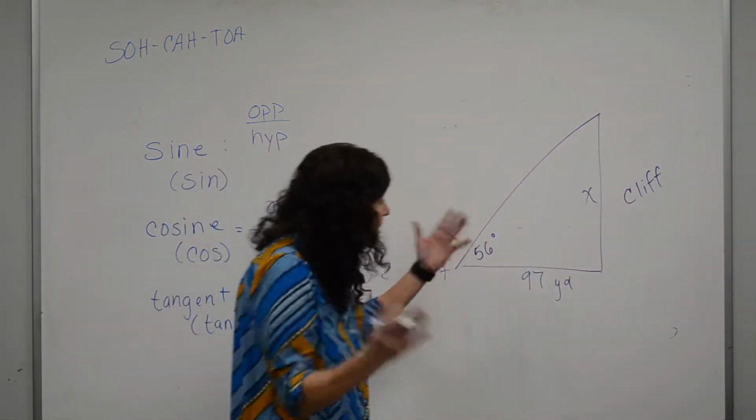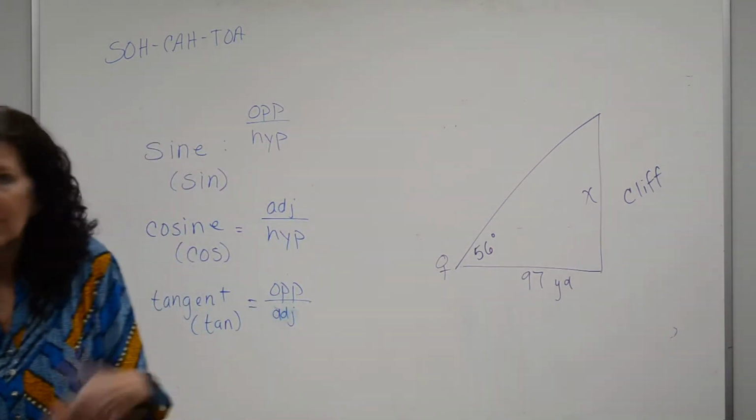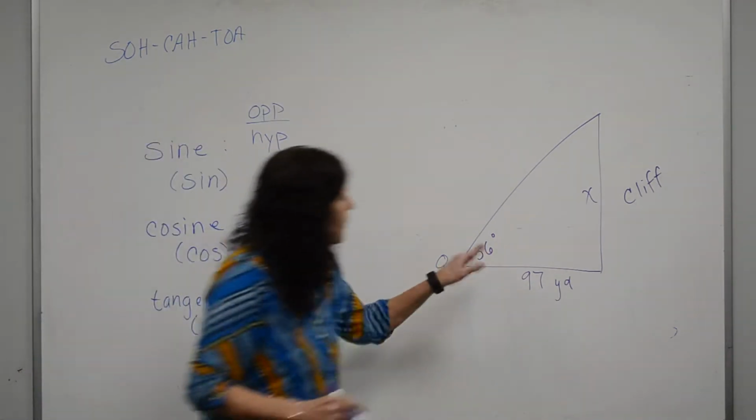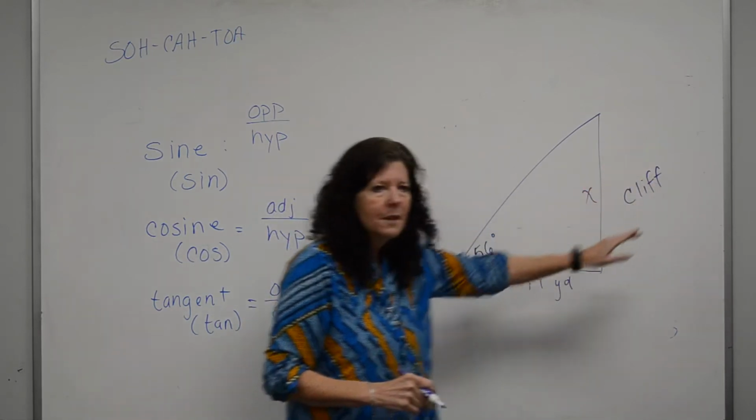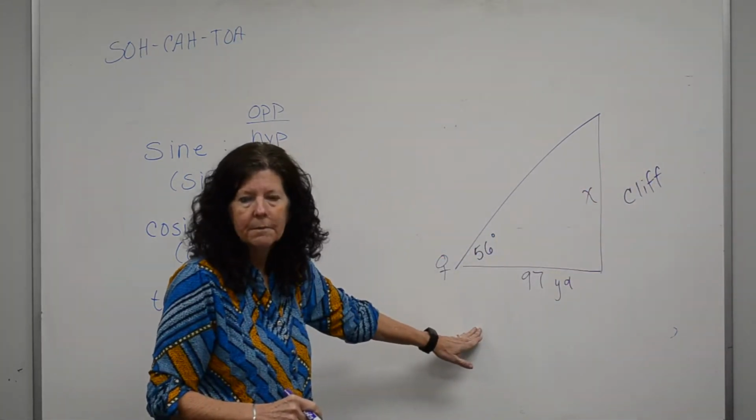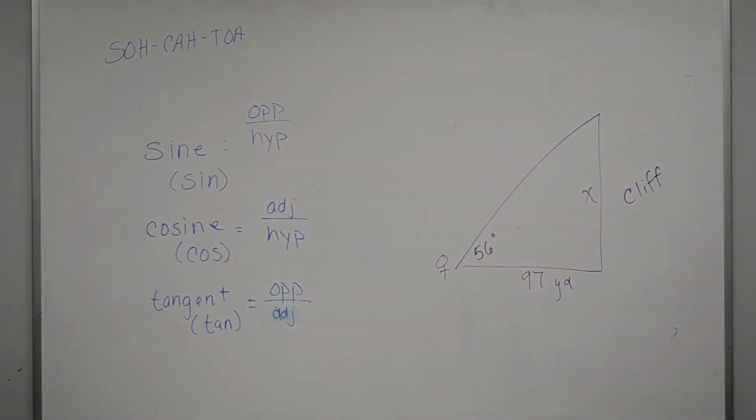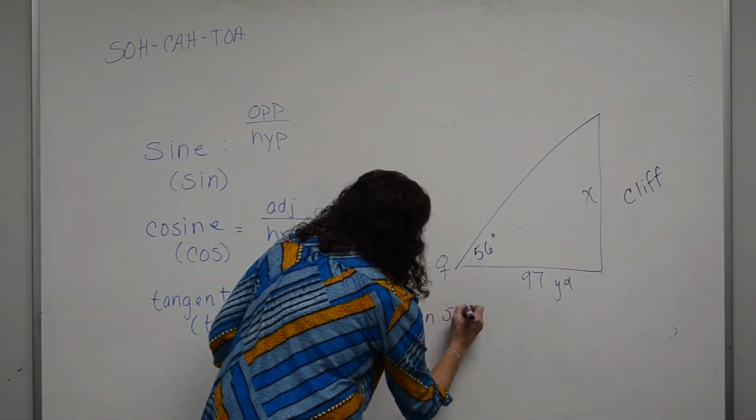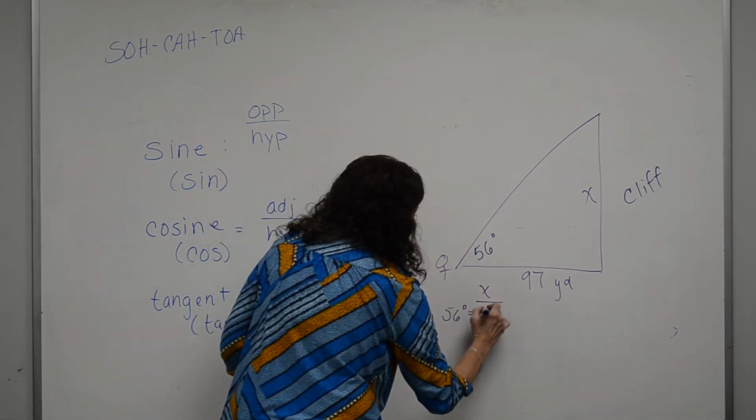I cannot use special case triangles. I don't have a 30, 60, 90. I don't have a 45, 45, 90. All I have is this. Now, if I'm standing right there, I'm looking at opposite and adjacent, right? Because I want to know opposite and I have adjacent. Which one of those does opposite and adjacent? The tangent. So the tangent of 56 degrees equals opposite, which is x, over adjacent, which is 97.